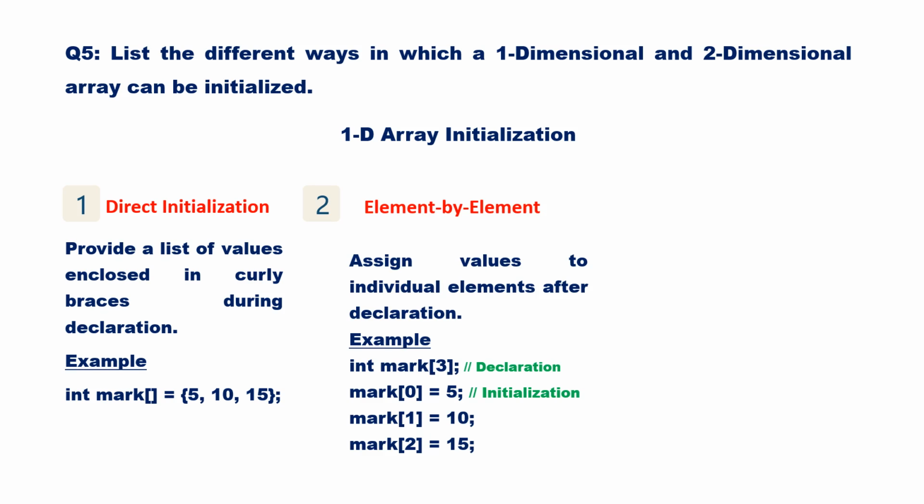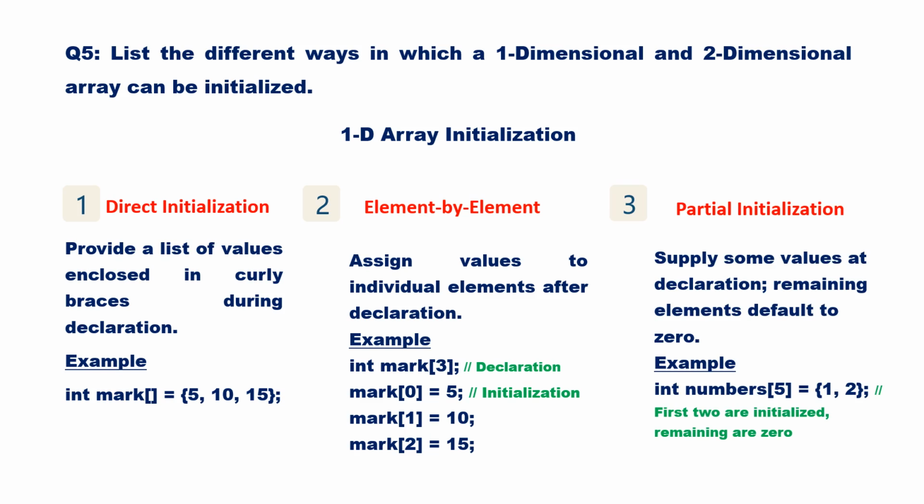Element by element initialization. You can assign values to individual elements of the array using their indices after the array has been declared. Example, mark[0] = 5 initializes the first element of the array with 5.